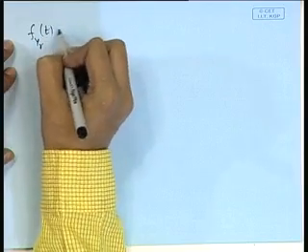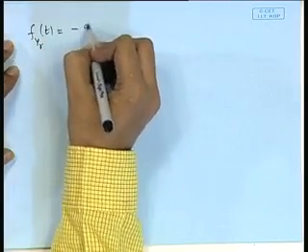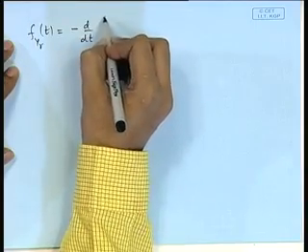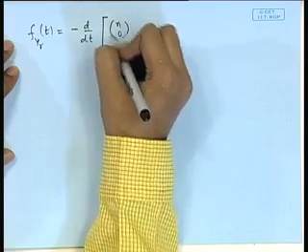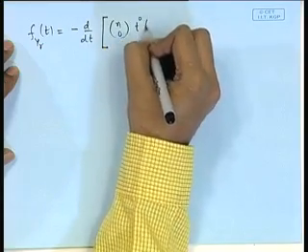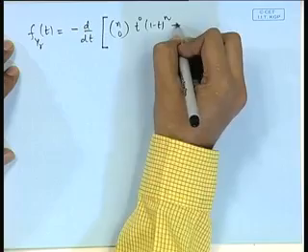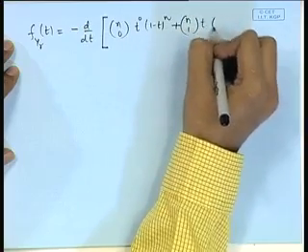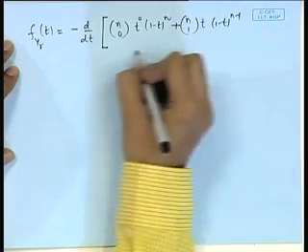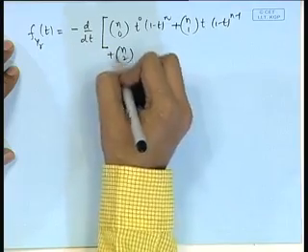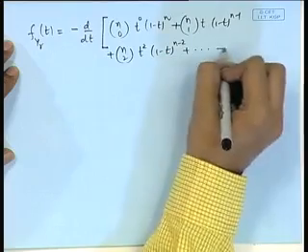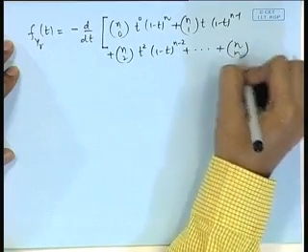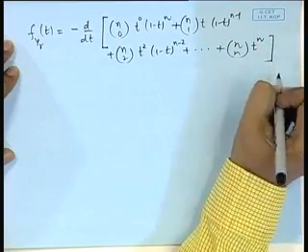We will get f YR(t) is equal to minus d by dt. Now here we have to write down the terms. So it is nc0 t to the power 0 (1 minus t) to the power n plus nc1 t (1 minus t) to the power n minus 1 plus nc2 t square (1 minus t) to the power n minus 2 and so on, plus ncn t to the power n.